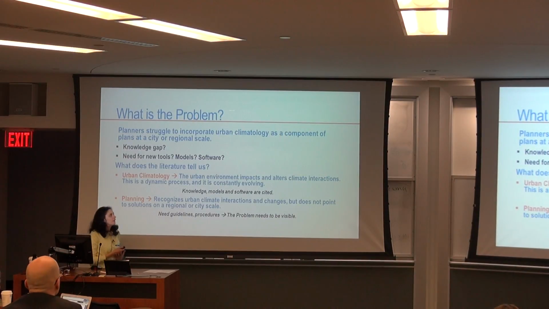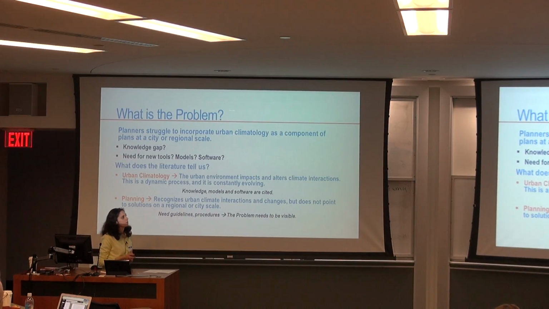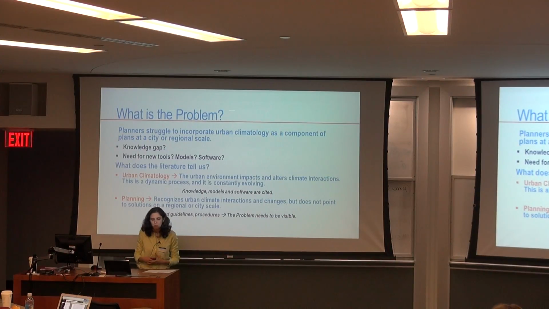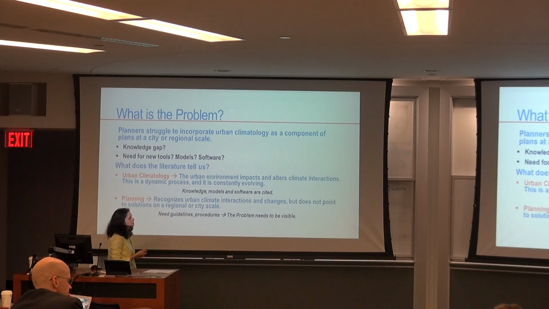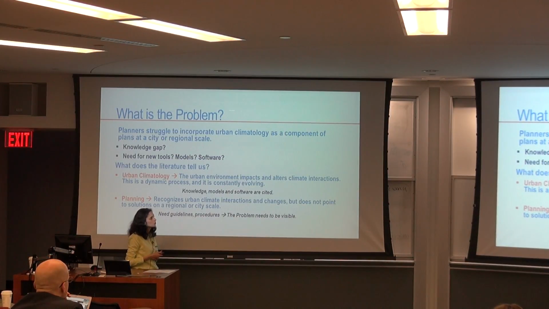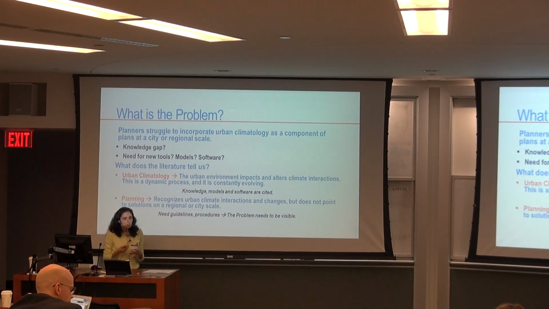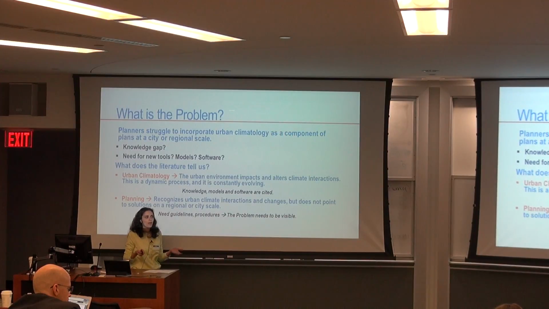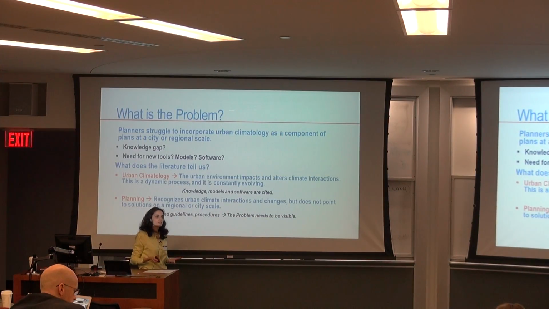My problem is that planners are struggling to incorporate urban climatology as a component of plans in a city or a regional scale. In a lot of the discussions, when you look at literature, sometimes they point to a knowledge gap, or when you look at practice, maybe we're needing new tools, new models, software maybe. So I dived into the literature and tried to see from the urban climatology perspective, what do we have, what's out there for information that might be able to inform these planners.